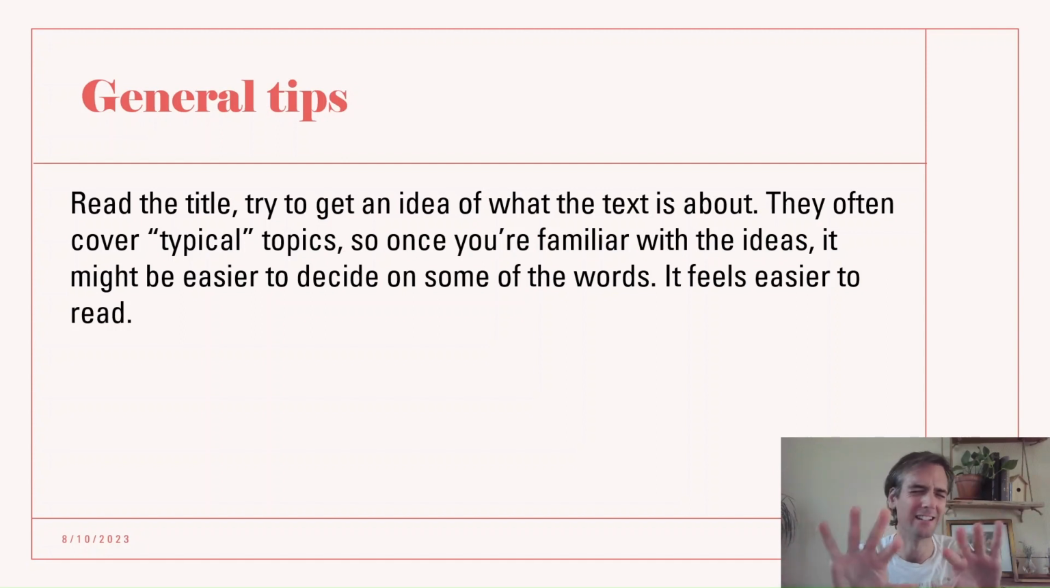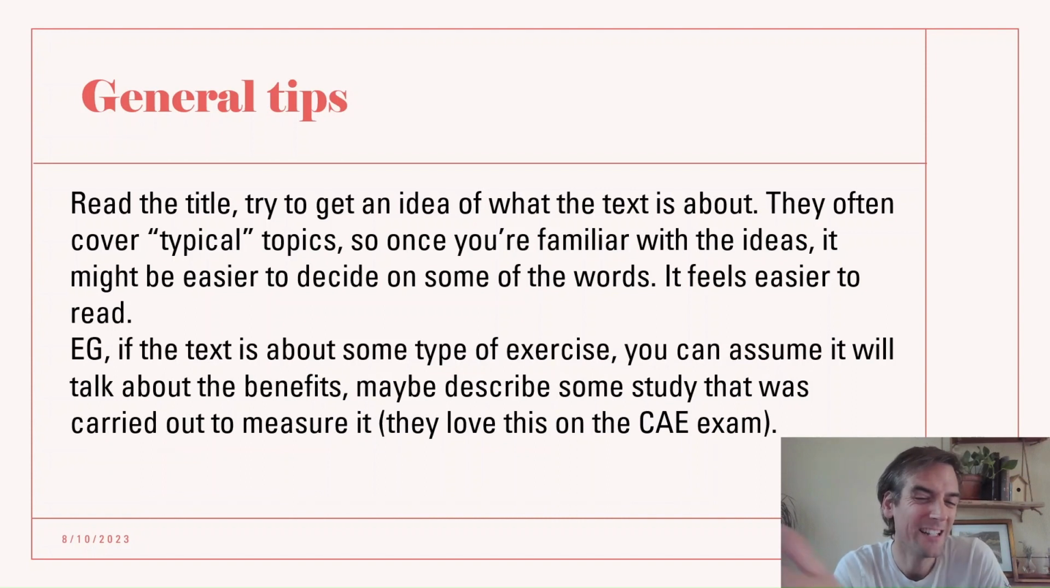Sometimes I'm reading a text and it's very foggy, it's unclear. But if you have a clear idea of the topic, then you're not going to get that experience. In general, it's going to be easier. A good example, the typical C1 text, some type of exercise, some strange type of exercise from some weird Scandinavian country or something. Well, you can more or less guess. It's going to talk about benefits. It's going to describe some study that was carried out. They always do this in the Cambridge exam, in the C1 exam. And once you've got this clear idea, it's going to help you with the individual answers because you know what ideas it's trying to express.